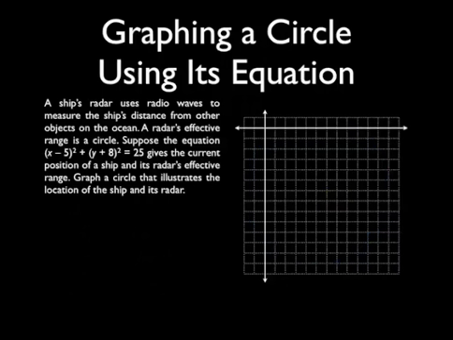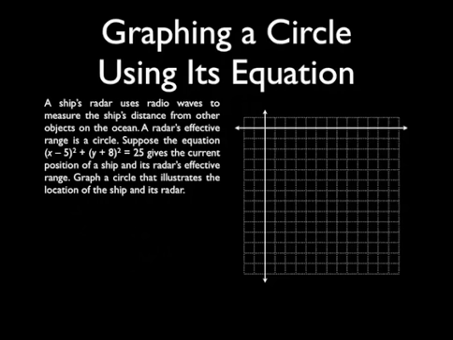Oh, here's a big nasty problem. A ship's radar uses radio waves to measure the ship's distance from other objects on the ocean. The radar's effective range is a circle. Yada yada blah blah. We're dealing with circles. That's the only thing that we needed to know from that entire introduction there. Suppose the equation (x minus 5) squared plus (y plus 8) squared is equal to 25 gives the current position of a ship and its radar's effective range.